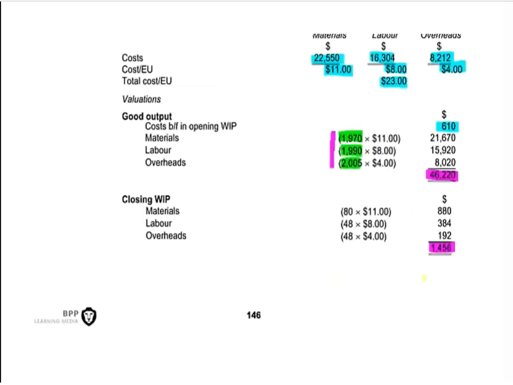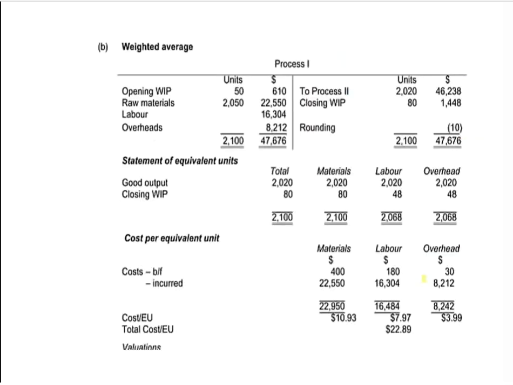You might want to pause the recording now before you start to look at weighted average and get FIFO straight in your head. But what we're going to see now is to have a look at the weighted average approach. So the flow of units are going to be the same under FIFO and weighted average. But what we need to look at then is how we value the transfers to process 2 and the closing work in progress. We start off with a statement of equivalent units.